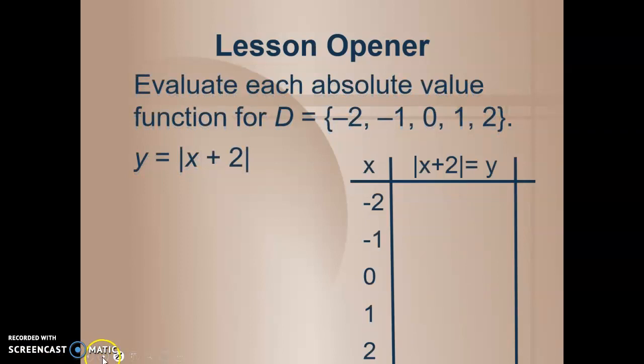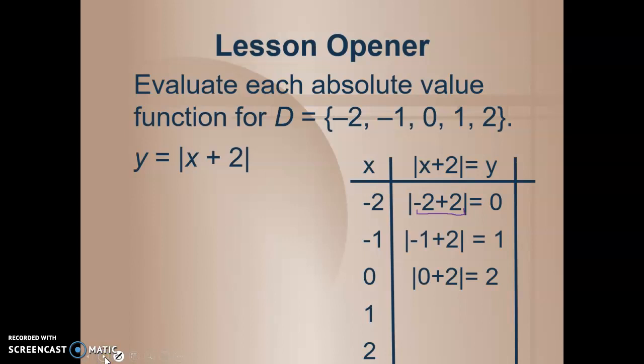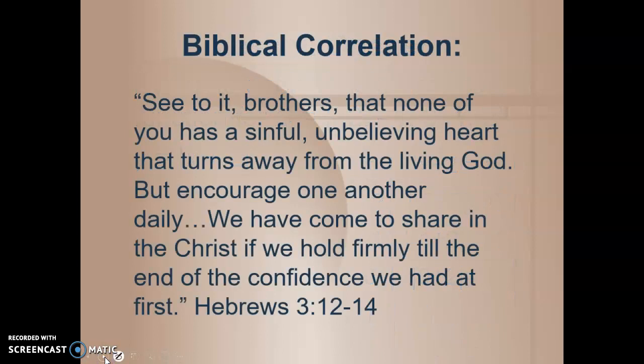Pause the video, see how you do. All right, when we plug this in, we're going to simplify what's inside the parentheses first. So when we plug in that -2, -2 plus 2 is 0, and the absolute value of 0 is 0. -1 plus 2 is 1, and the absolute value of 1 is 1. 0 plus 2 is 2, whose absolute value is 2. 1 plus 2 is 3, the absolute value of 3 is 3. And 2 plus 2 is 4. The absolute value is 4. So we've got a whole set of coordinates there that we could graph if we were asked.